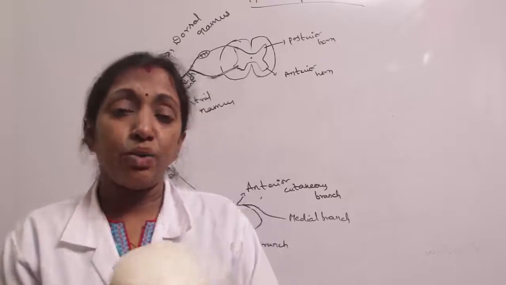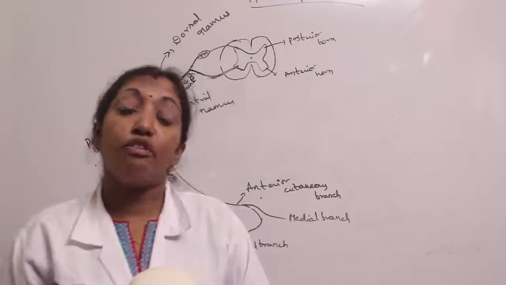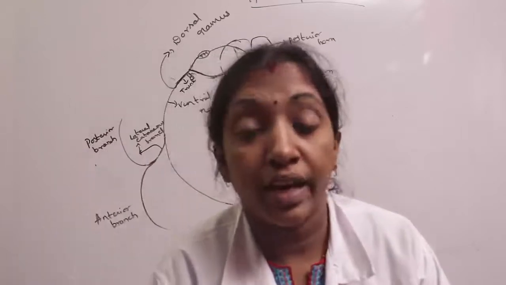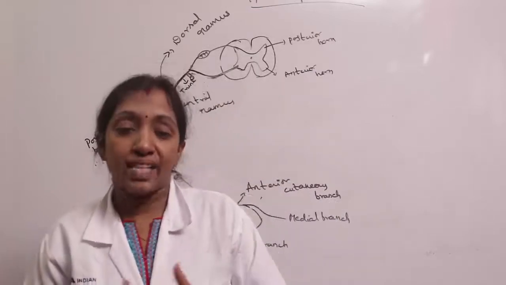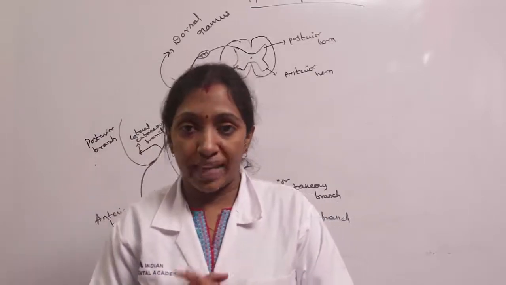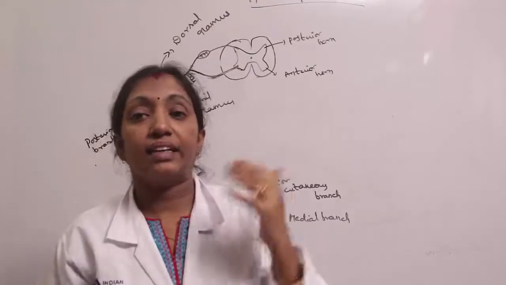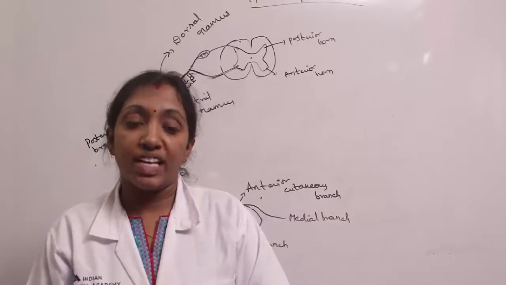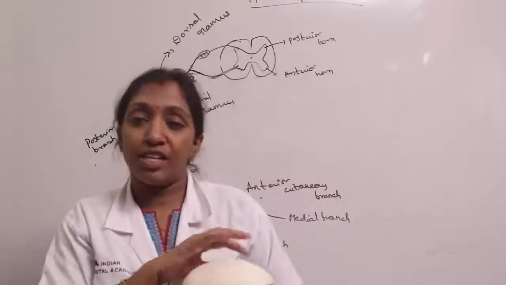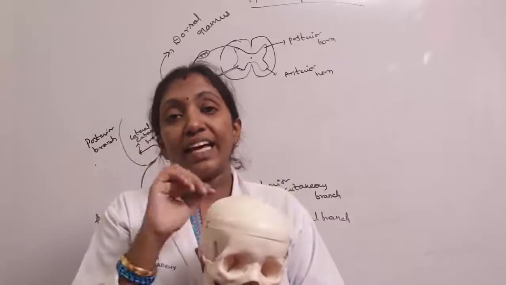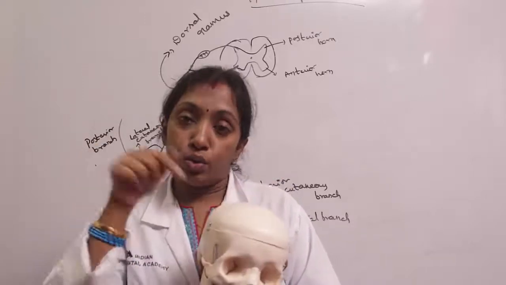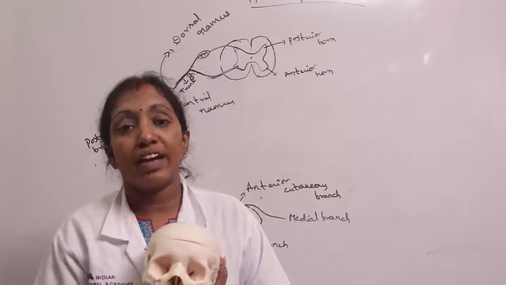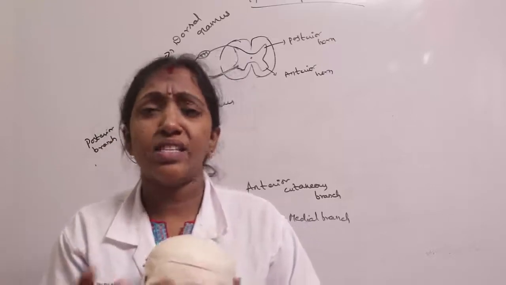Coming to the fourth layer, it consists of loose areolar tissue, the loose subaponeurotic layer. It consists of loose areolar tissue, and the emissary veins are present in this area. We know that emissary veins connect the extracranial veins to the intracranial dural venous sinuses. Extracranial veins means the veins present on the scalp. So the emissary veins connect the veins of the scalp to intracranial dural venous sinuses. We have so many intracranial dural venous sinuses, and out of these, the cavernous sinus is very prominent.